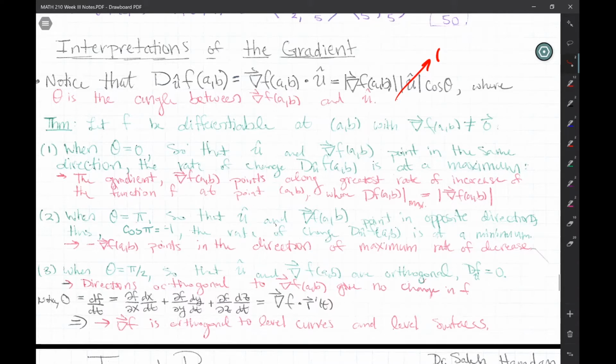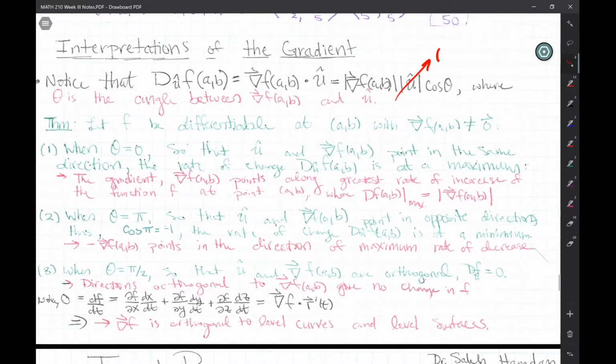Well, what is the magnitude now of that steepest rate of increase? It's the magnitude of the gradient. You could see that from here. So the magnitude of the steepest ascent is given by the magnitude of the gradient, and the direction of the gradient gives you the direction of the steepest ascent. When theta equals pi, u hat is pointing in the direction opposite, and you get the steepest descent.